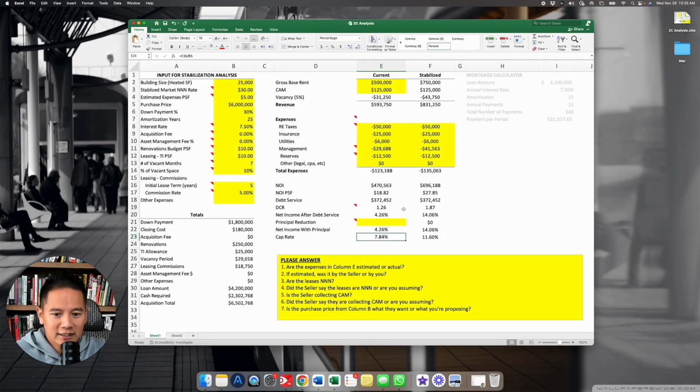And more importantly, the seller is probably going to be okay with a 7.84% cap rate. Now, that's going to be a higher cap rate for the market as of today. I say higher, but not high.